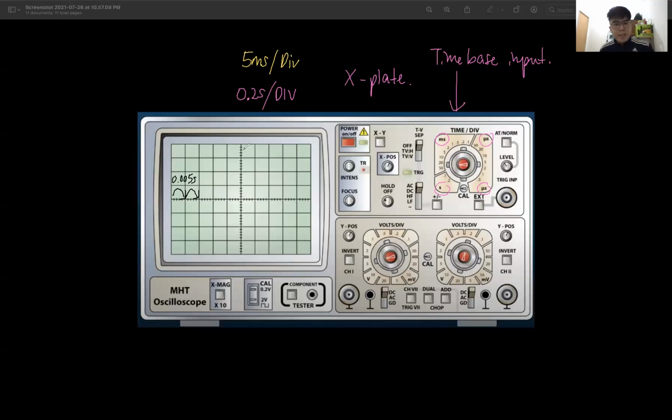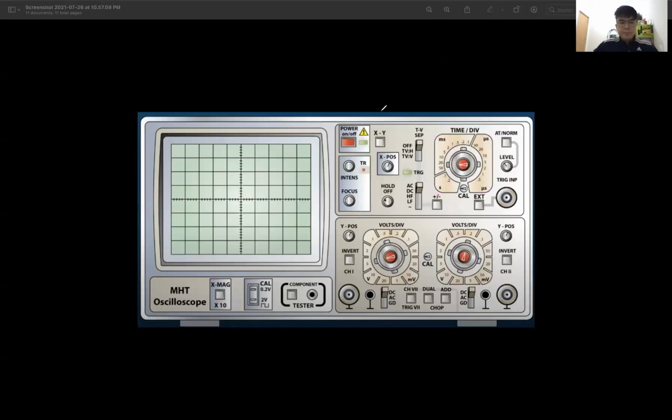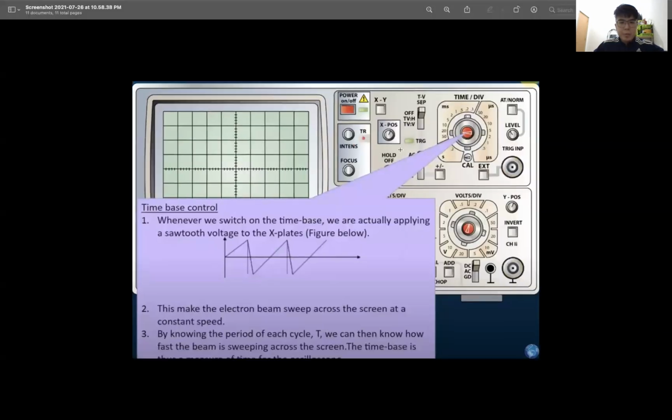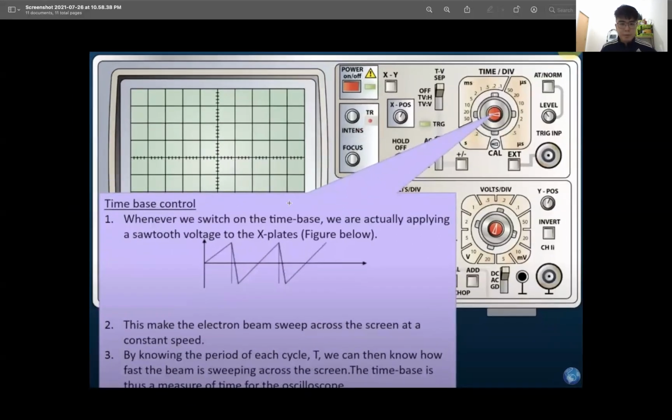And the time base is connected to the X plate, right? The time base is given a voltage that is continuously changing. What do I mean by that? Okay, it looks like this. When you switch on the time base control, we are actually applying a sawtooth voltage. You can see from here. Okay, so whenever we switch on the time base, we are actually applying a sawtooth voltage to the X plate. The voltage looks like this.